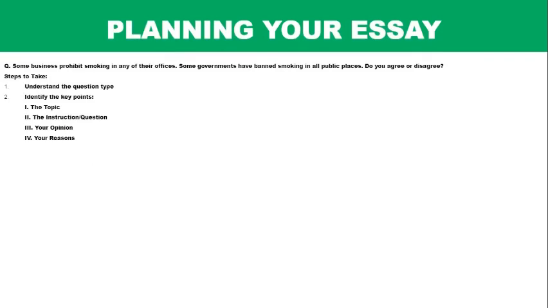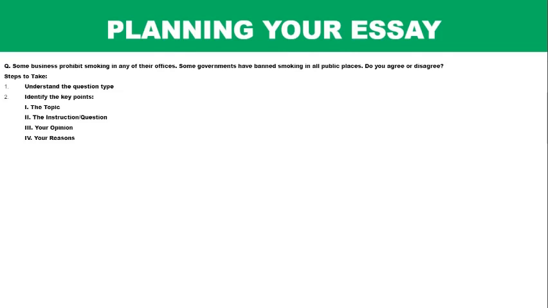Then the next one is your reasons. You need to identify your reasons, because it is not enough for you to say I agree that banning smoking in public places is the right thing to do. If you agree, you have to give the reasons why you agree. On the other hand, if you disagree, you have to cite the reasons why you disagree.